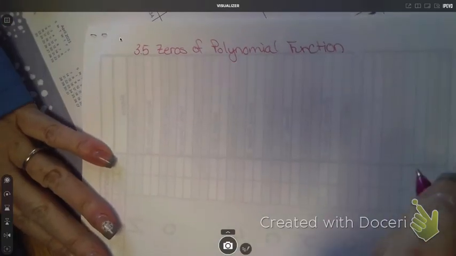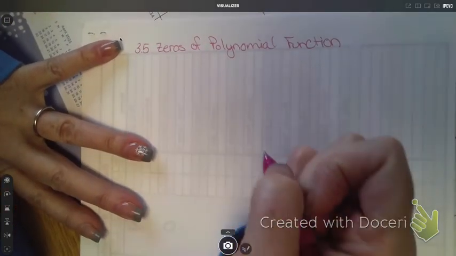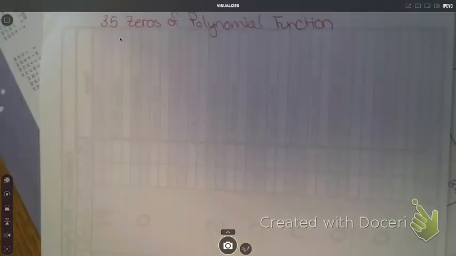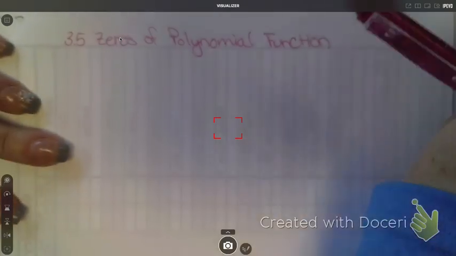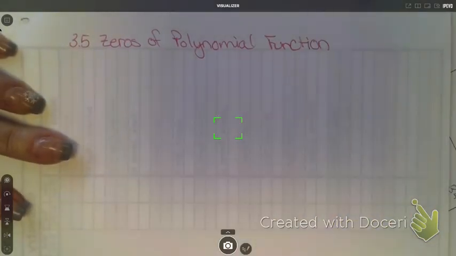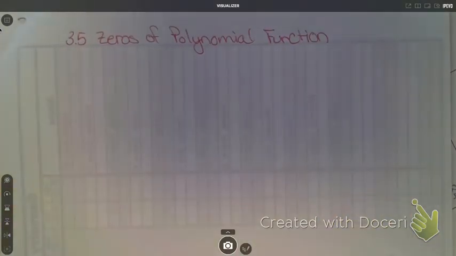Okay, so zeros of a polynomial function. What are zeros of a function? What is it? A zero. A zero, yeah, way to use the word. Zeros of a polynomial function are a solution, also known as an x-intercept. Okay, so those would be zeros.